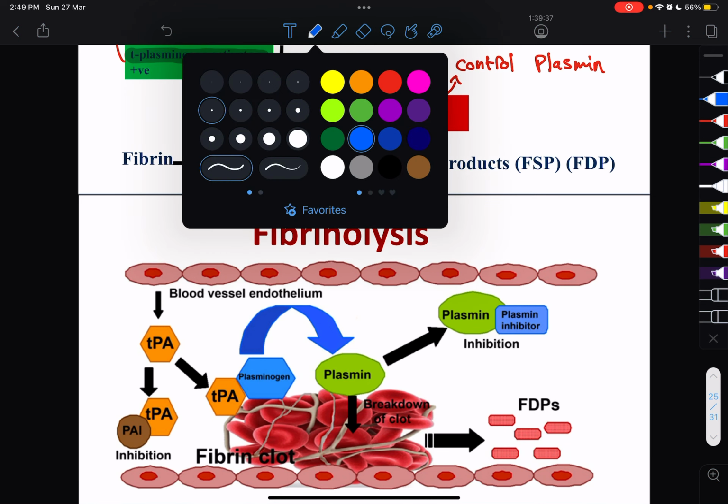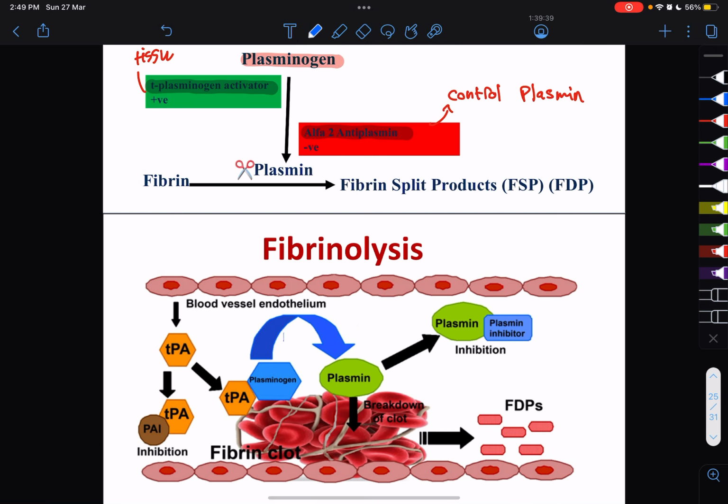FDPs are the small portions of the clot in which fibrin threads are broken down, and they are released into the bloodstream. Okay. But you also know that we don't want an excess amount of plasmin also. We have to control the plasmin situation also.